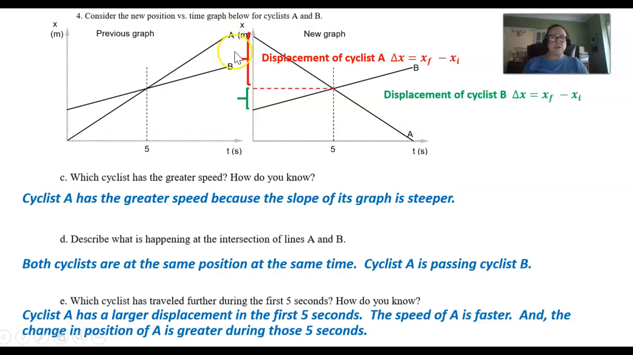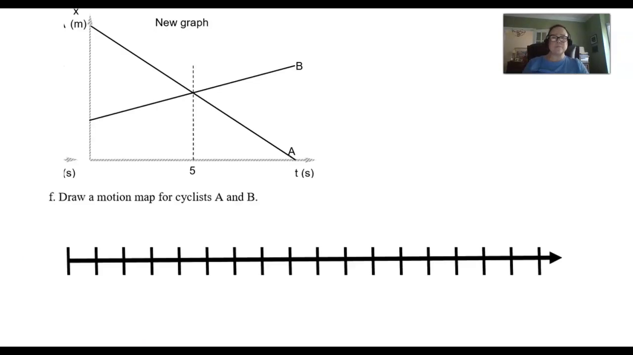And you can see here that for cyclist A, that displacement, the difference between these 2 points, is bigger than the displacement for cyclist B. So A has traveled further in that 5 seconds. And that makes sense, right? Because we said before that A is moving at a faster speed, and therefore A does move further during those first 5 seconds.